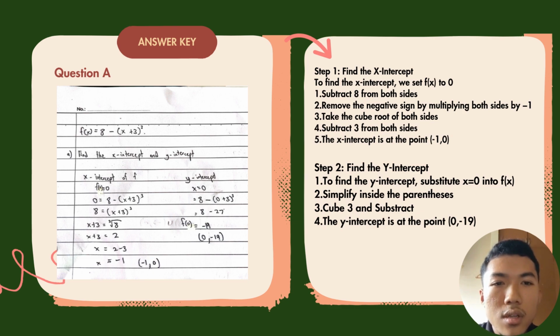Step 2. Find the y-intercept. First, to find the y-intercept, substitute x equal to 0 into f(x). Second, simplify inside the parentheses. Third, cube 3 and subtract. And last, the y-intercept is at the point (0, -19).